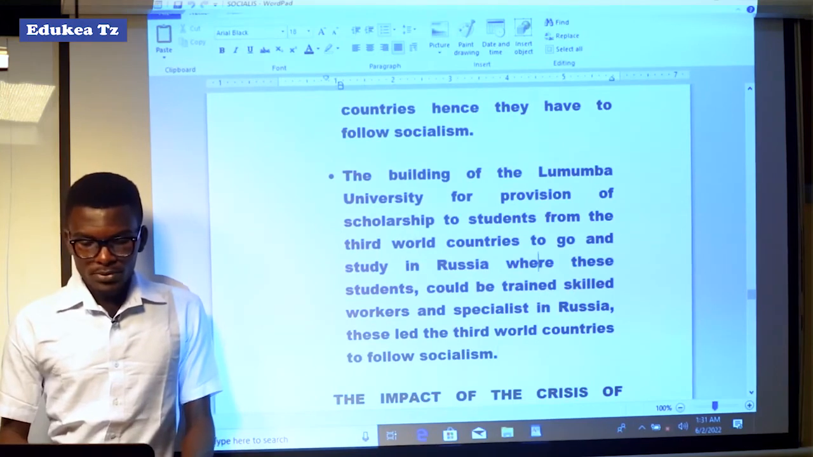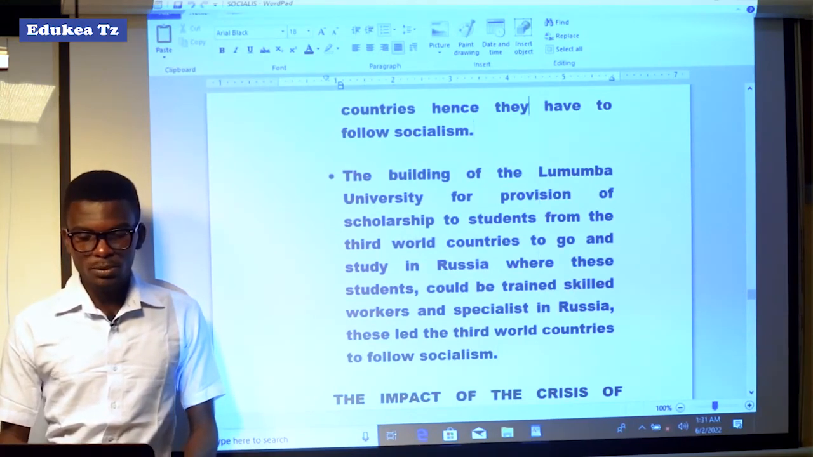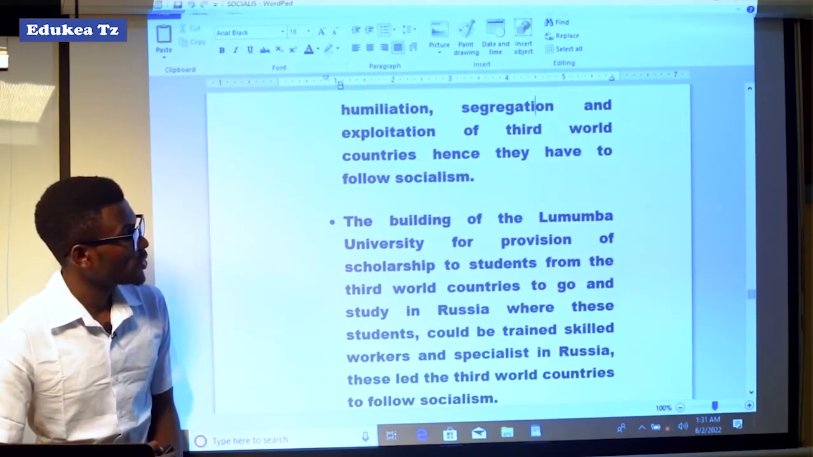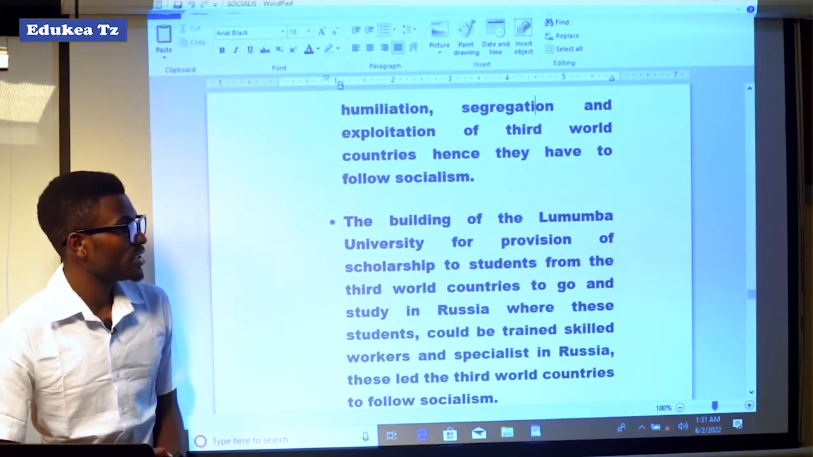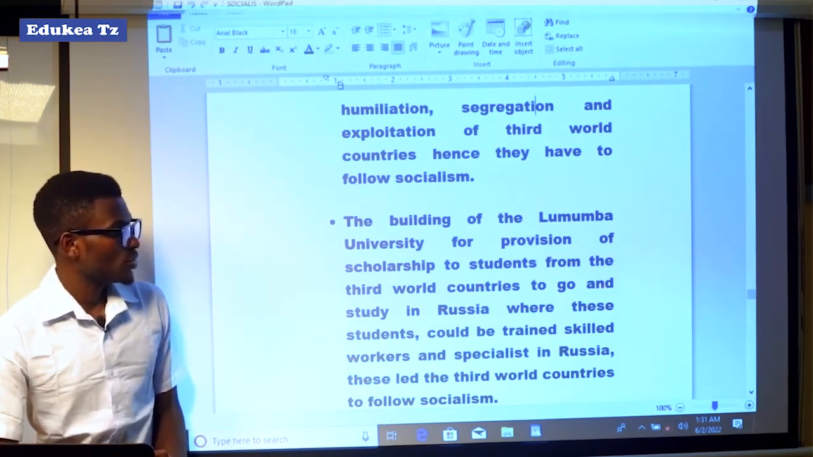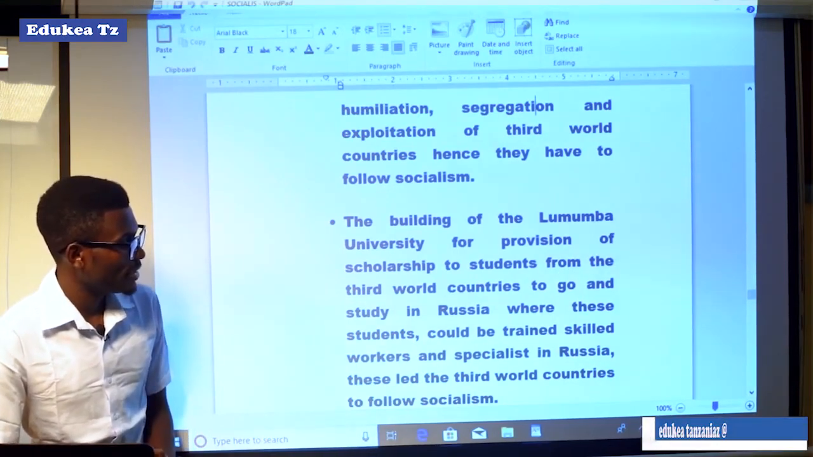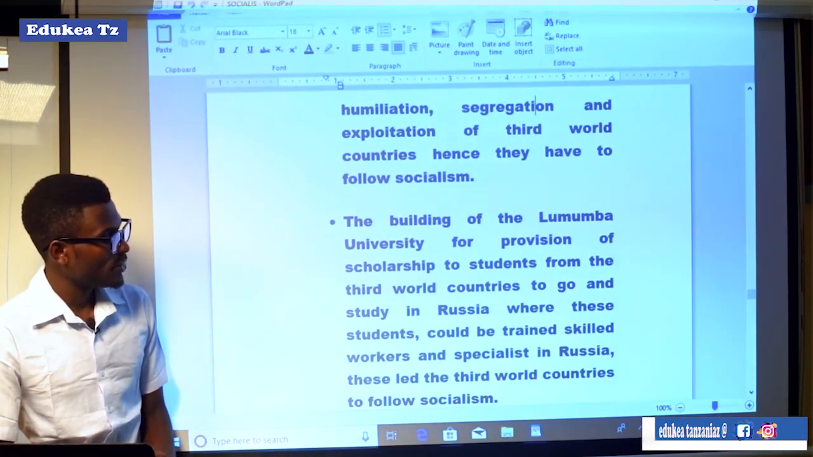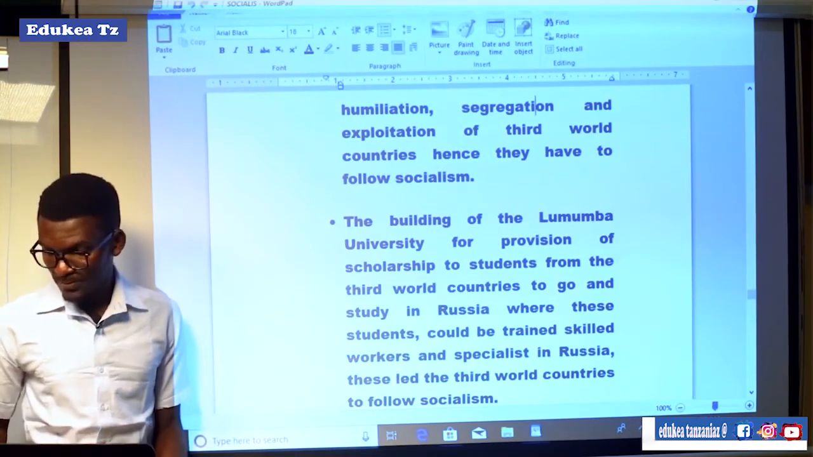Also, there was the building of Lumumba University and the provision of scholarships to students from the third world countries to go and study in Russia, where these students could be trained as skilled workers and specialists. This led the third world countries to follow socialism.